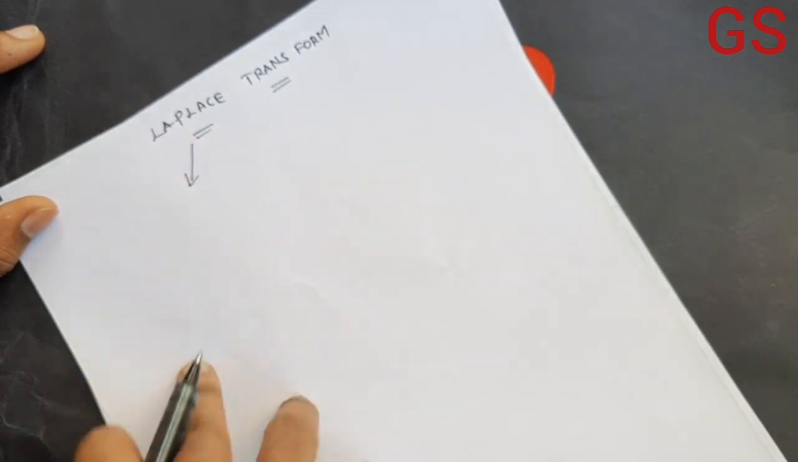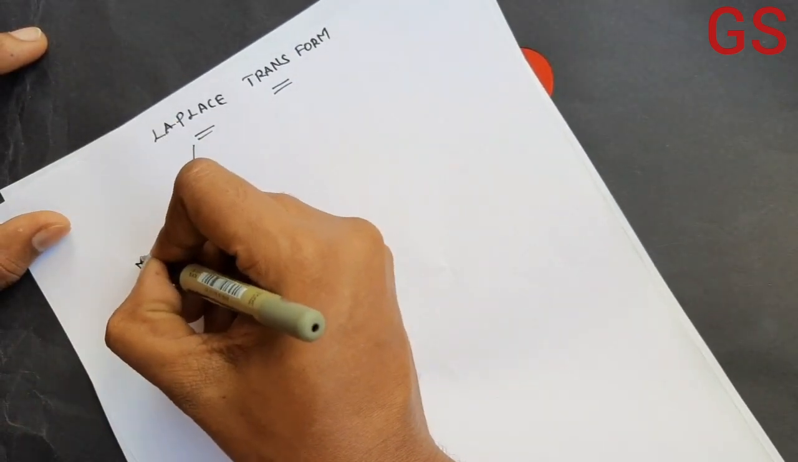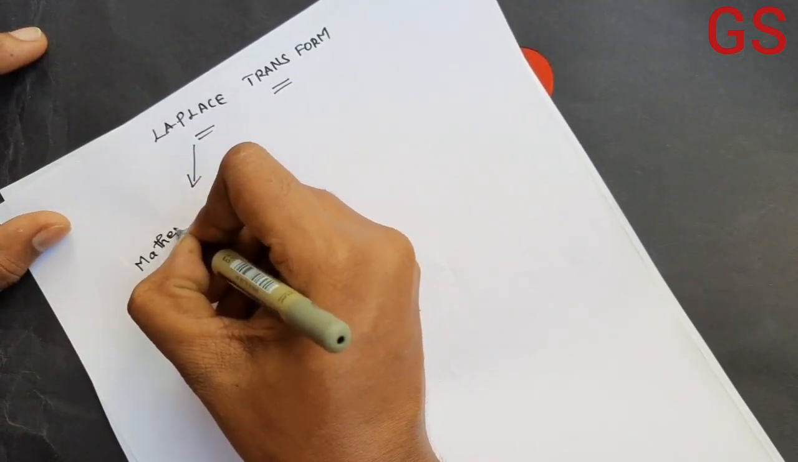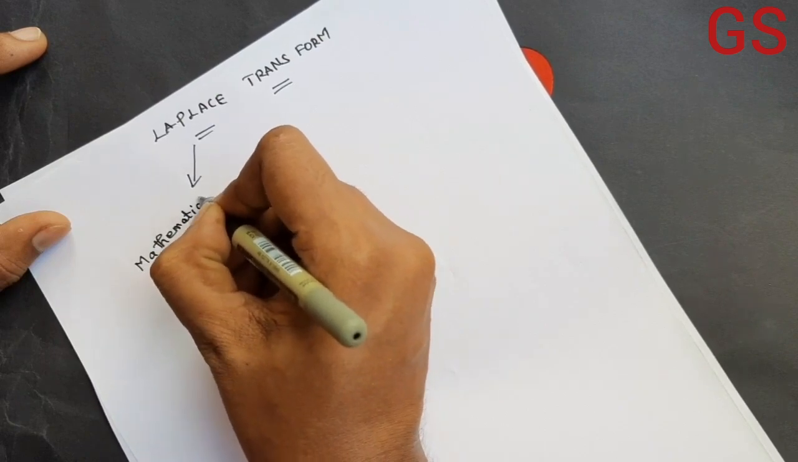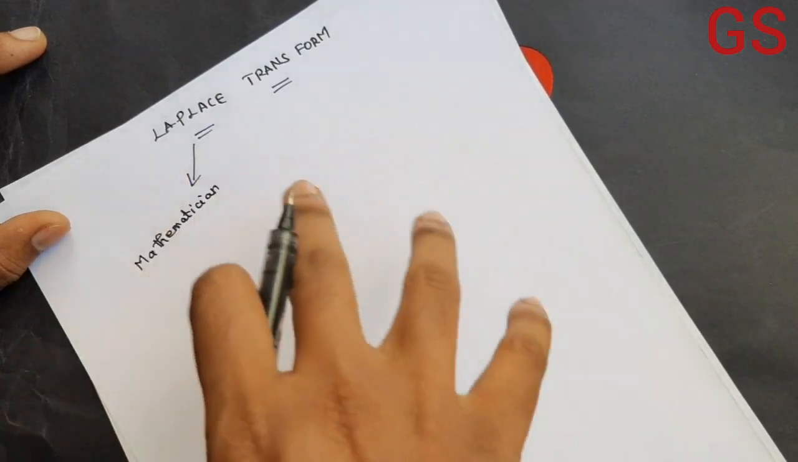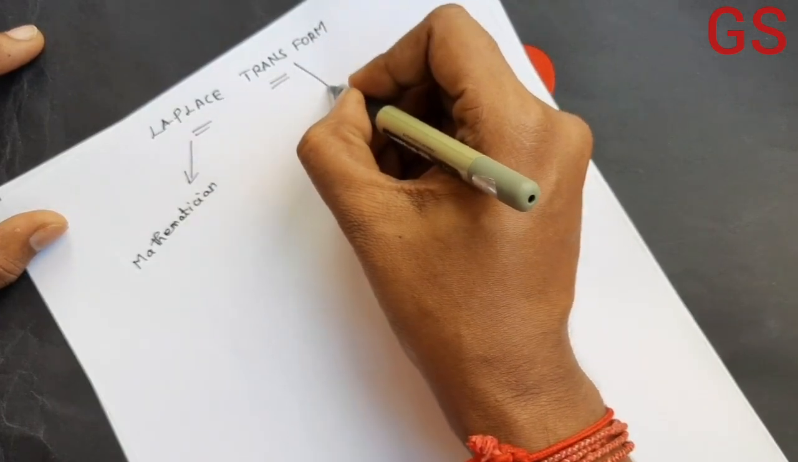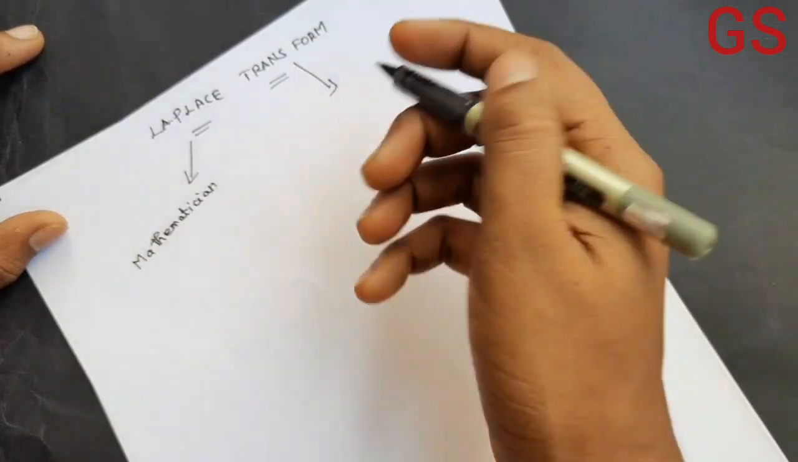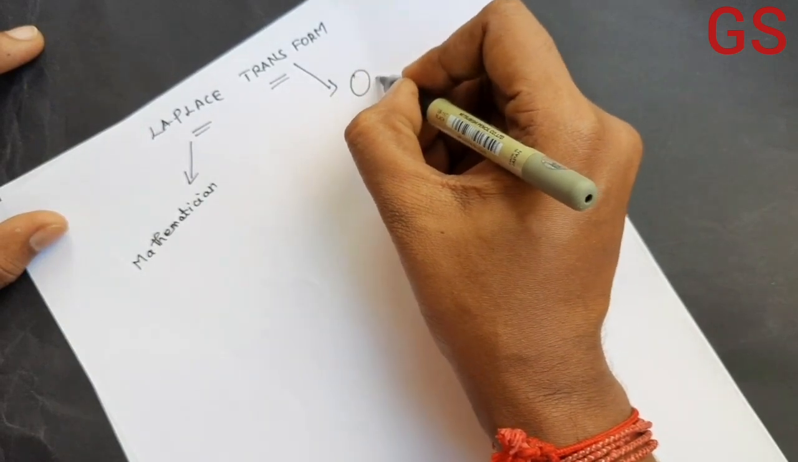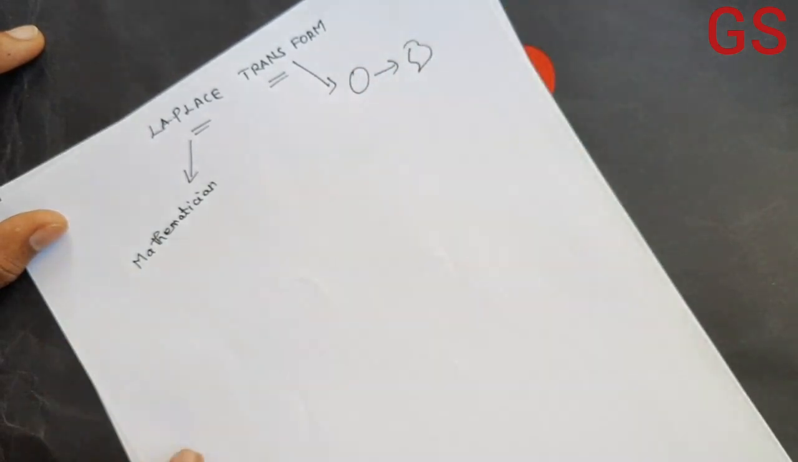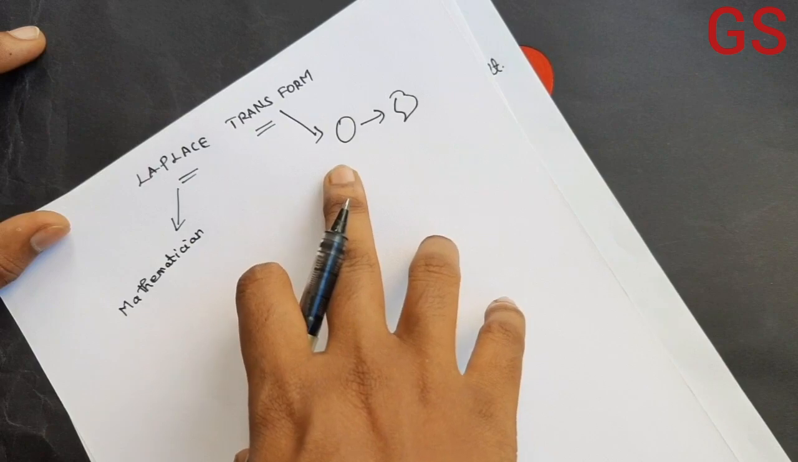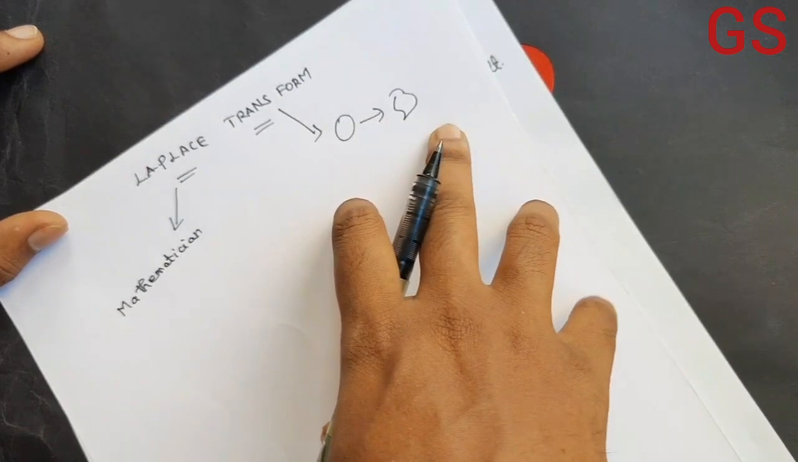First, what is meant by Laplace? It's a mathematician's name. He found this transform, so that's why it's called Laplace transform. Transform just means changing something from one form to some other different form.